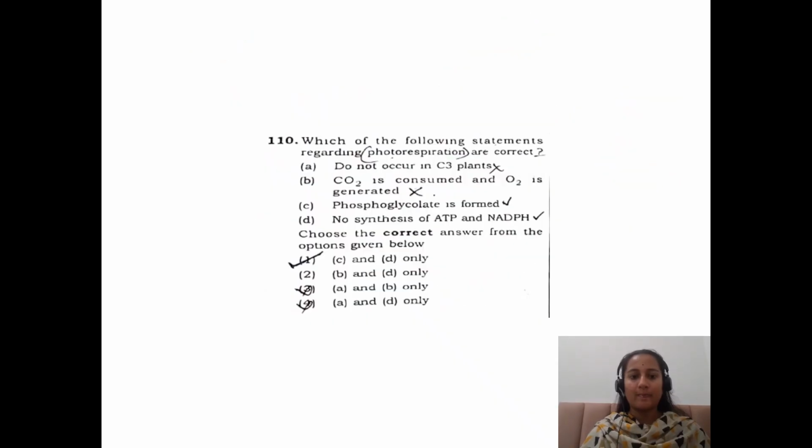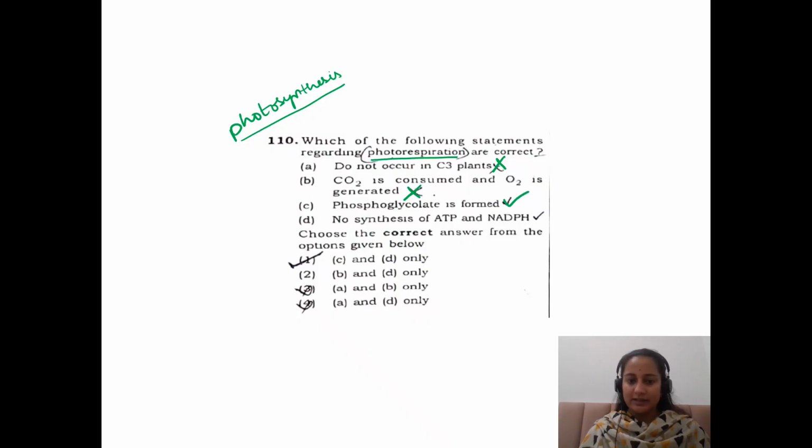Option 1. Which of the following statements regarding photorespiration are correct? So this question is from photosynthesis. From the photorespiration subtopic, it does not occur in C3 plants. This is a wrong statement. Usually photorespiration occurs only in the C3 plants. CO2 is consumed and oxygen is generated. No. Oxygen is consumed, CO2 will be generated.